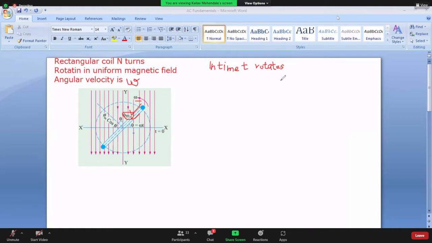So in time t, the coil rotates through an angle theta, which is nothing but equal to omega t. As marked over here, theta is equal to omega t. In the deflected position, we want to find out the component of flux which is perpendicular to the plane of the coil.